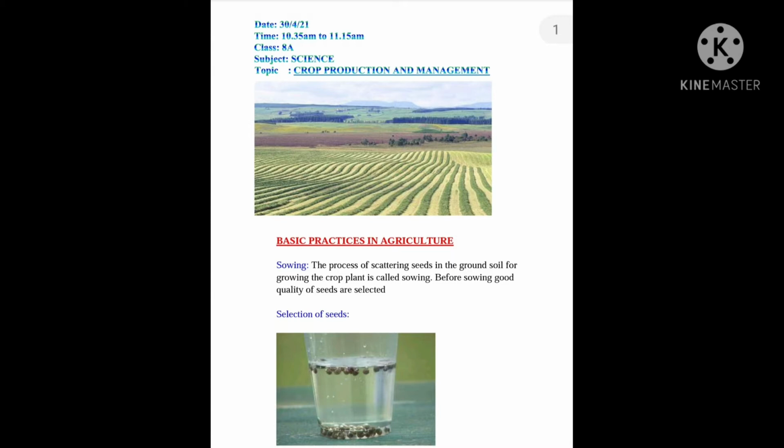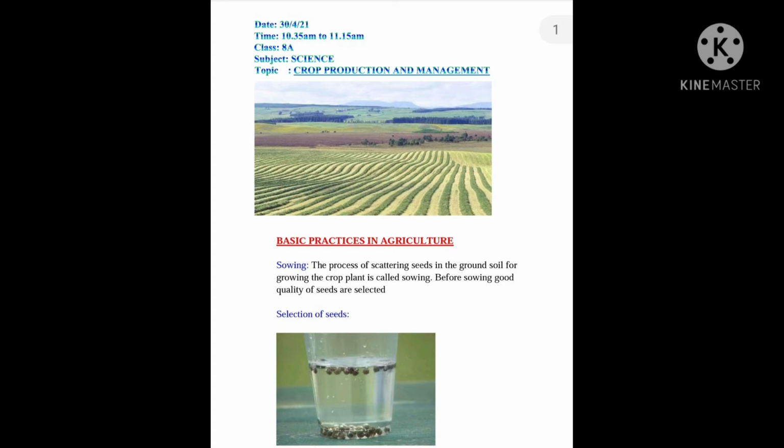Now what is sowing? The process of scattering seeds in the ground soil for growing the crop plant is called sowing. Before sowing, good quality seeds are selected. Unhealthy seeds are not used for sowing, because if unhealthy seeds are used, then the plants or crops produced will be unhealthy. They will not bear the crop. And sowing is the most important part of crop production.